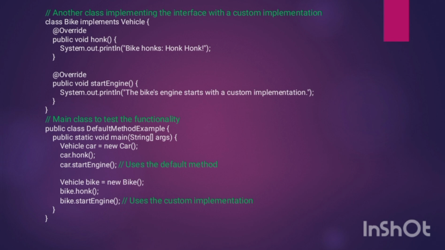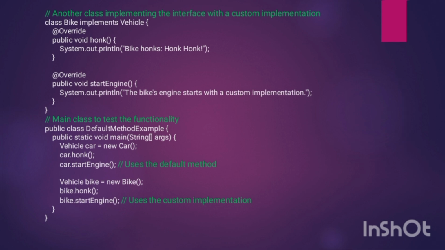behavior for both. The honk method is mandatory and implemented by both car and bike. The startEngine method is optional to override, so car uses the default version while bike provides its own implementation.